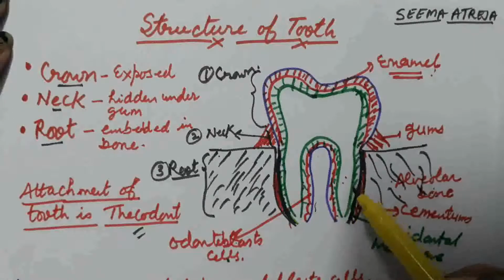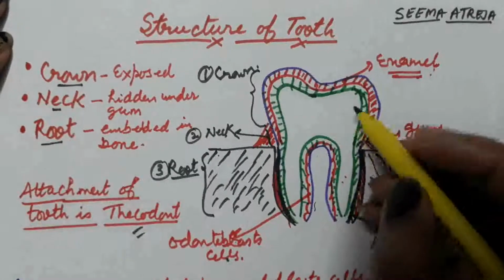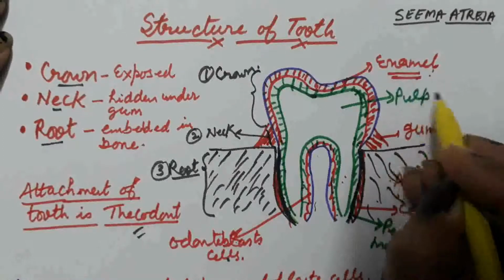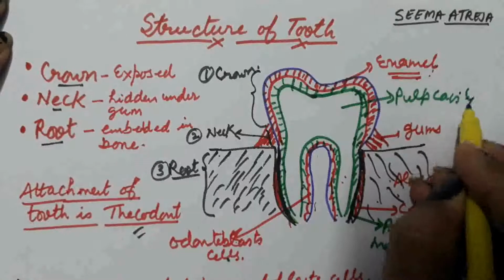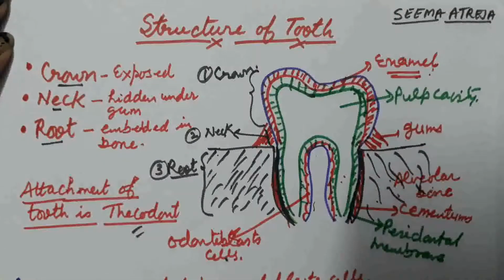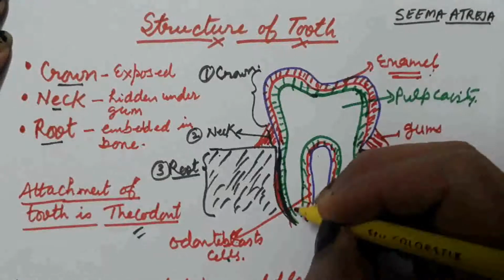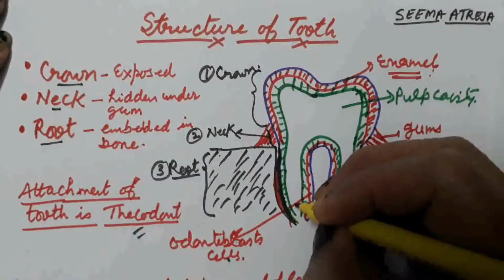Now we talk about the third layer, which is known as the pulp cavity. This forms the third layer in case of teeth. This pulp cavity is living. Why do we call it living? It is composed of connective tissue. Blood vessels and nerves are present in this pulp cavity, which make it living.